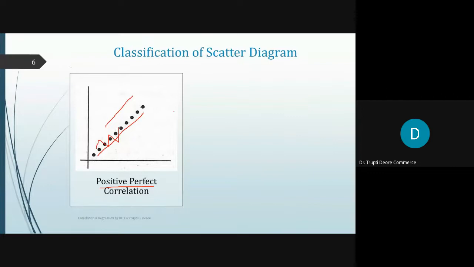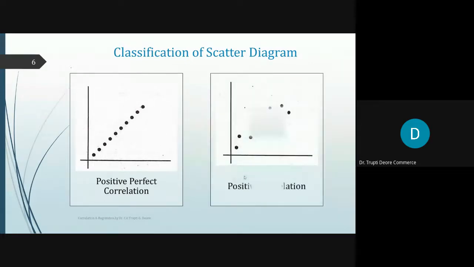It means a percentage change in, suppose, the x-axis is the same percentage increase in the y-axis. So it is called a positive perfect correlation. Whatever change happens in one variable, the same and exact change appears in the second variable also. So for an MCQ, they may give you this diagram and options asking which type of scatter diagram it is. It's a positive perfect correlation.